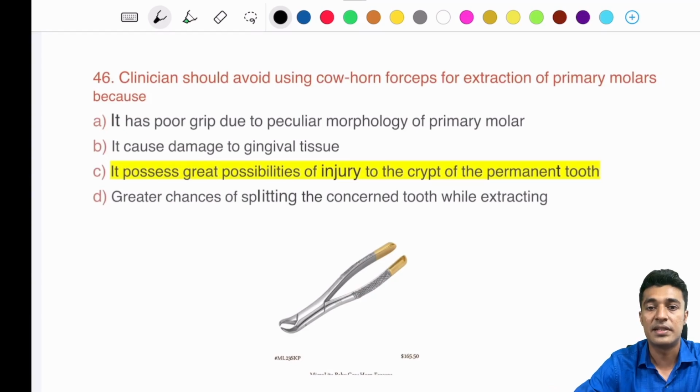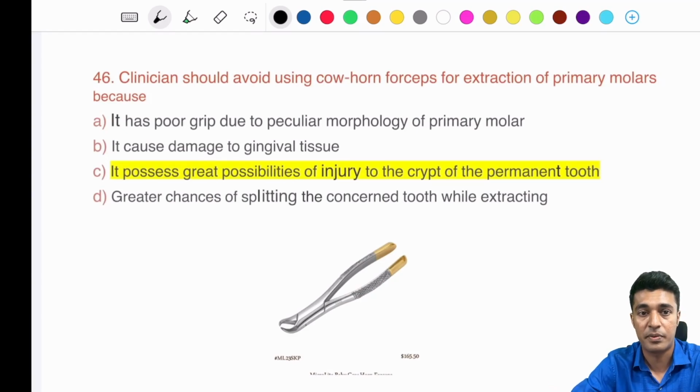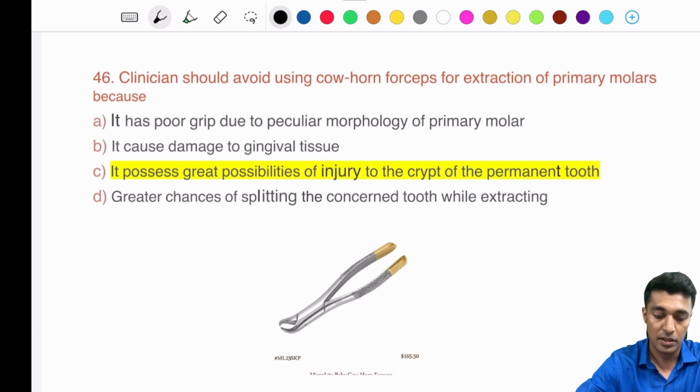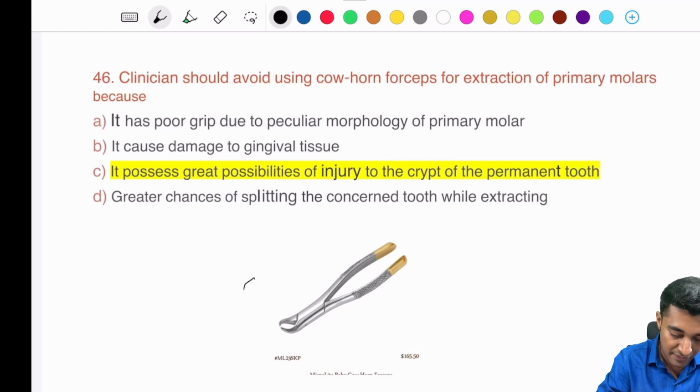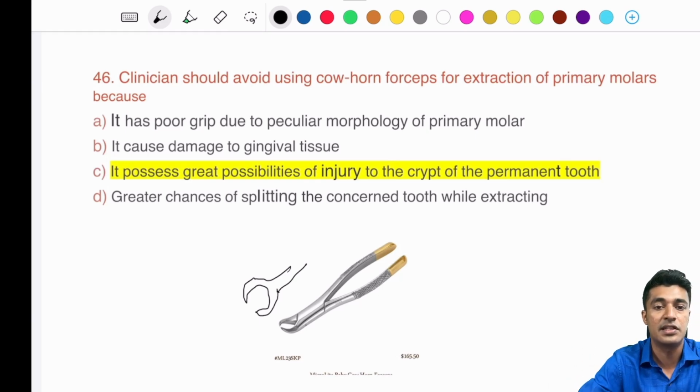Clinicians should avoid using the compound forceps for extraction of primary molars because it poses a great possibility of injury to the crypt of the permanent tooth. The crown horn has a tip like this that, when it engages the furcation area, can cause damage to the succedaneous tooth bud. So it should not be used.